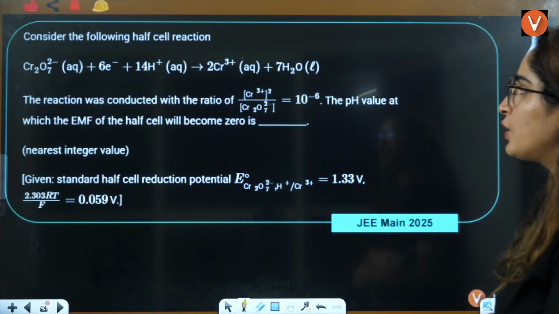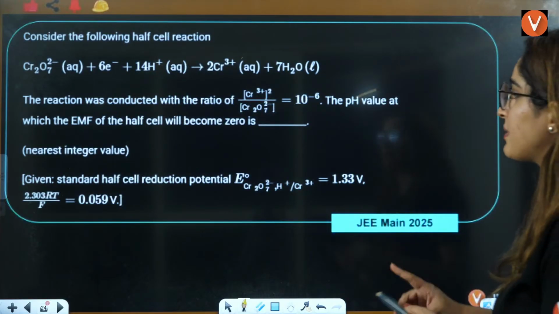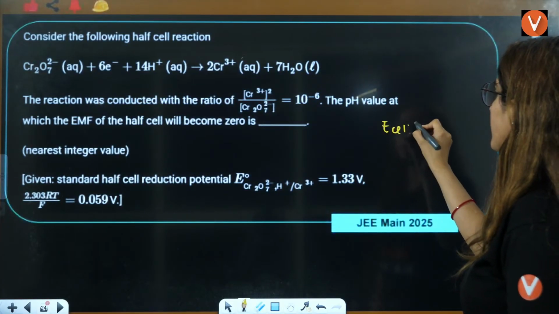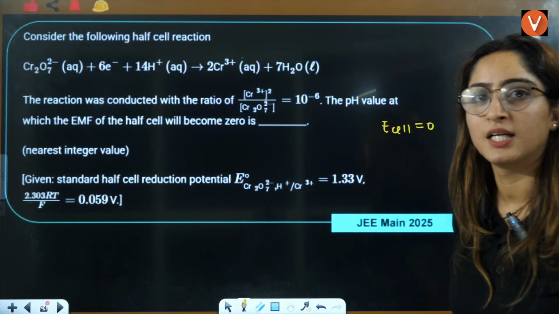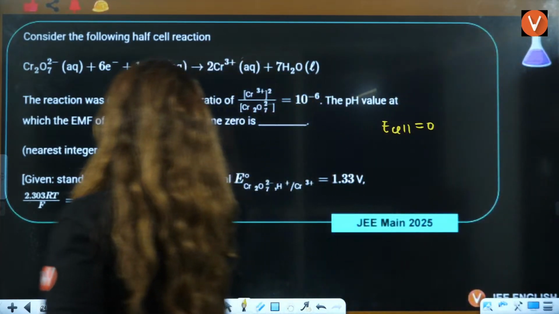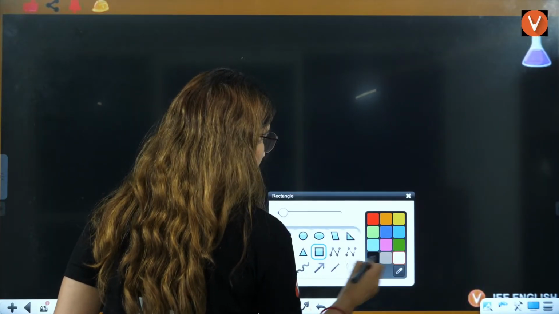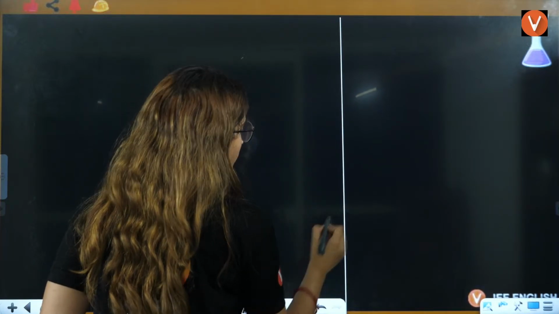The pH value at which the EMF of the half cell becomes 0 is... That means they are saying E cell will become 0. You have to calculate the pH of this. Right. So let's see how to calculate. Students, first thing is, let's write down the formula.